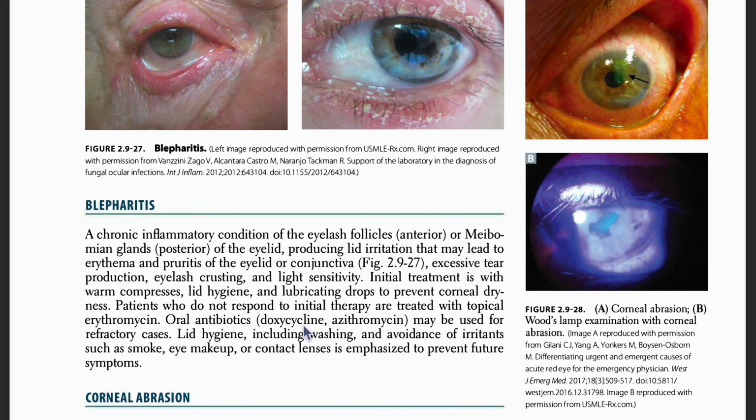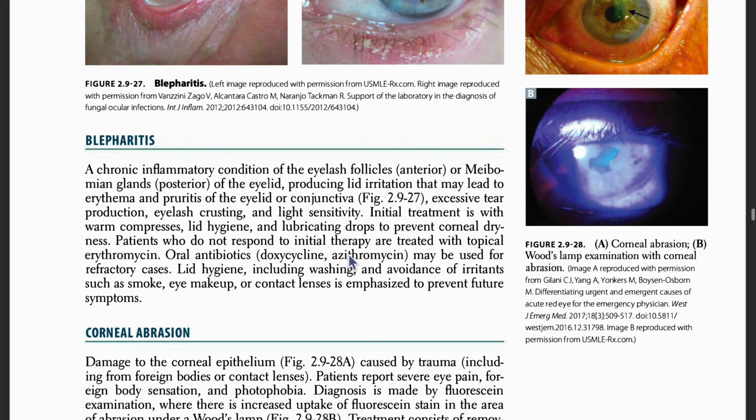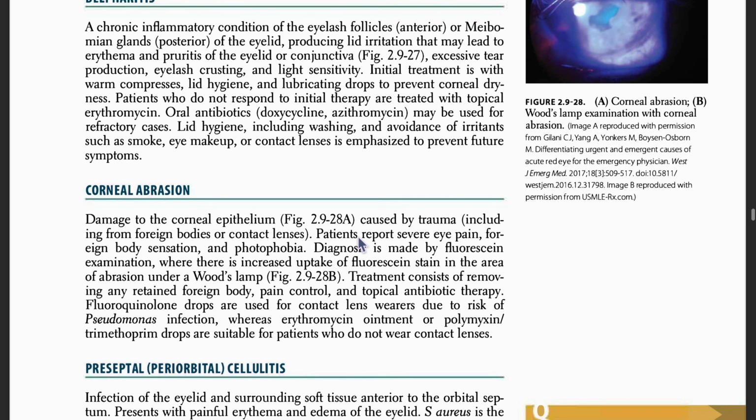Oral antibiotics like doxycycline or azithromycin may be useful for refractory cases. Lid hygiene, including washing and avoidance of irritants such as smoke, eye makeup, or contact lenses, is emphasized to prevent future symptoms. Corneal abrasion: damage to the corneal epithelium caused by trauma, including from foreign bodies or contact lenses.